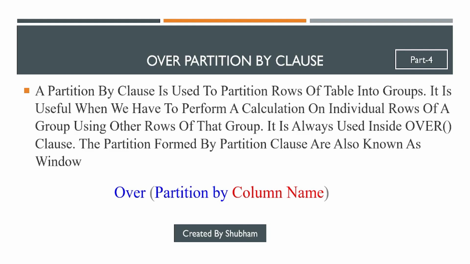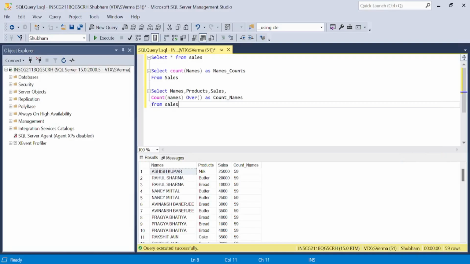Keep this in mind: it is always used inside the OVER clause. The partitions formed by the PARTITION BY clause are also known as windows. Here we can clearly see that I have first used the OVER clause, then PARTITION BY, and here we have taken a column name. So let's apply the same thing in SSMS. Here I will use the PARTITION BY clause on the basis of the names column because I want to see the count of Ashish Kumar, Rahul Sharma and so on.